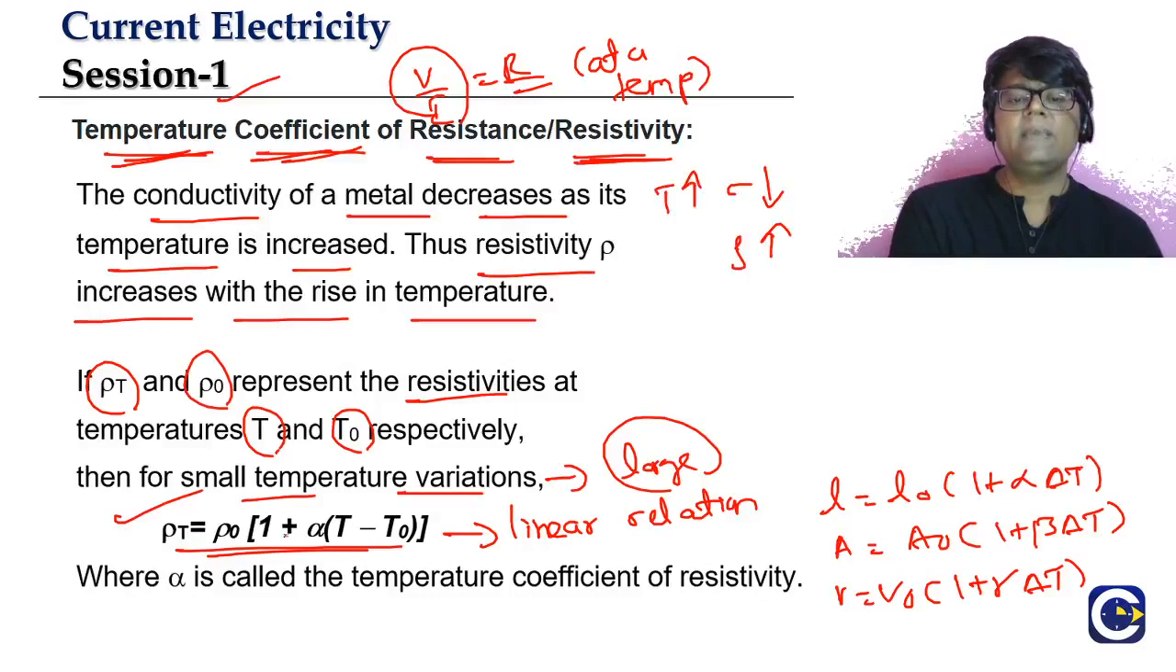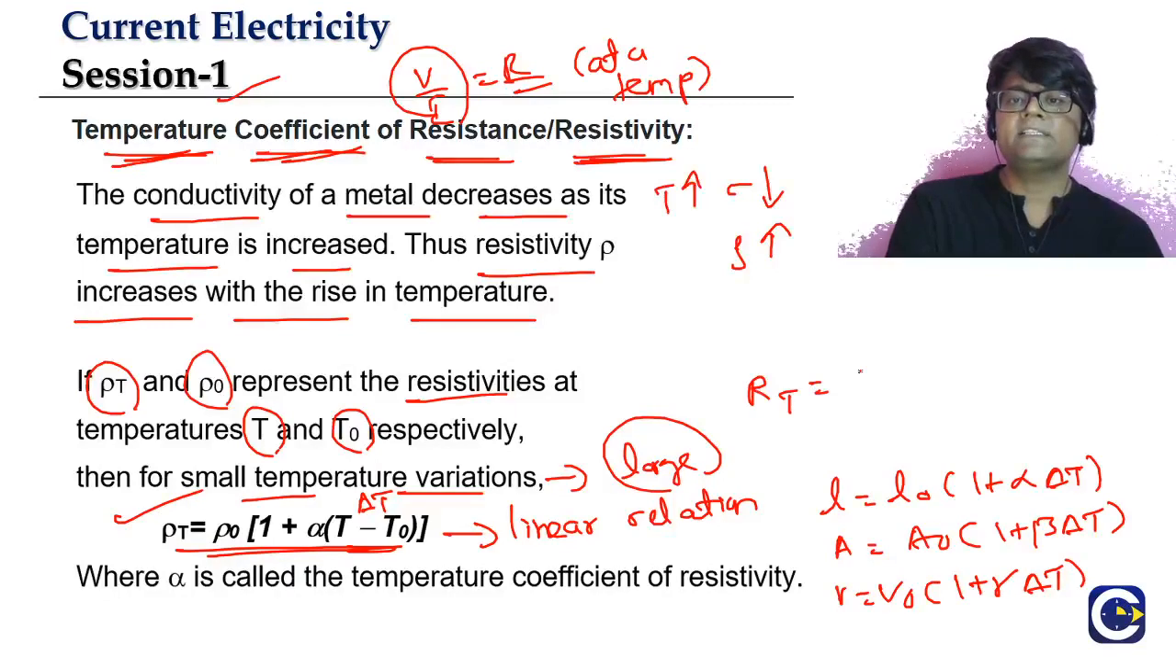So same way we will be having rho at the temperature T is equal to rho naught into 1 plus alpha delta T. So this T minus T naught will be delta T. This relation is what we will be calling the temperature variation of resistivity, and we can write a similar formula for the resistance also. How is the formula going to look like?